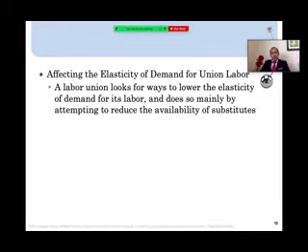A union essentially looks for ways to lower the elasticity, to make sure the elasticity is as small as possible. Because if you recall, if you have low elasticity, the demand is very steep. If the wage increases a lot, the quantity demanded doesn't change much. So in this case, they attempt to influence the elasticity of demand for their labor, and they do it mainly by attempting to reduce any potential substitute, any potential external labor, any potential replacement of the labor they offer, or by simply making the industry very specific.